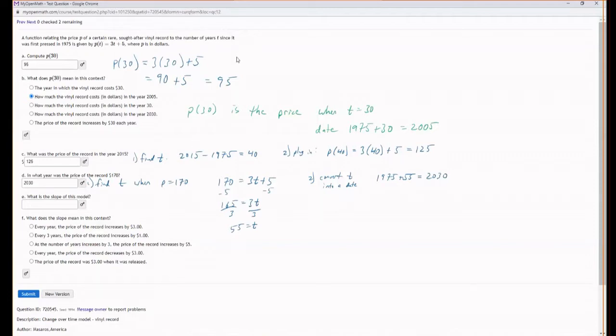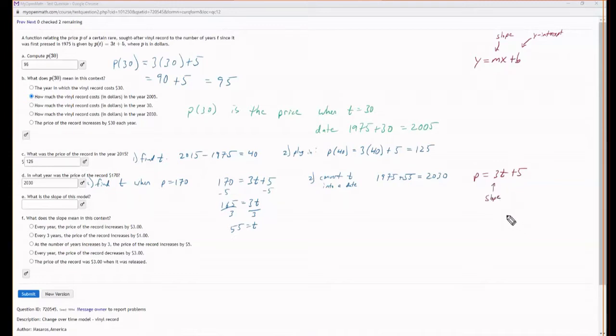All right, next, what is the slope of this model? When I look at a linear equation, we typically think of y equals mx plus b as being our basic form of a linear equation, where the m is the slope and the b is the y-intercept. Okay, here what we have is p equals 3t plus 5, but we follow the same pattern. The coefficient in front of the independent variable is the slope.